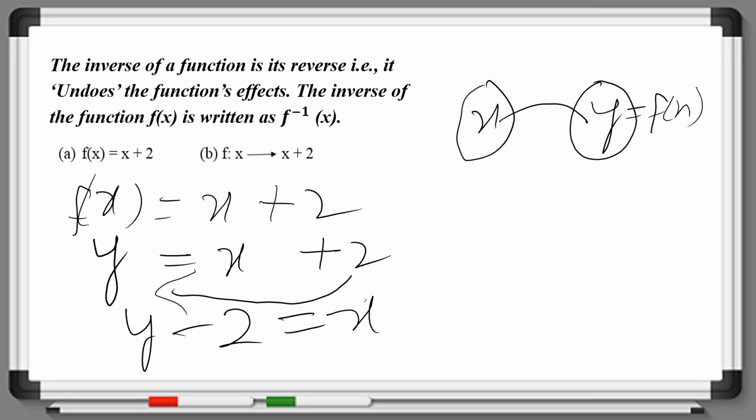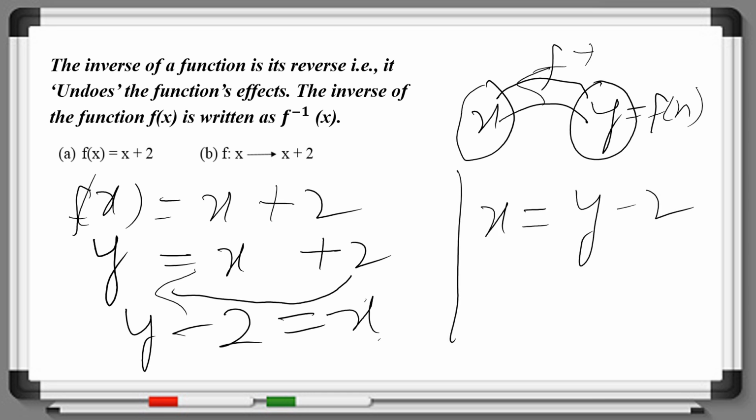Now when we define the inverse function, f inverse of y will be x. So x is equal to y minus 2. X is the subject, so I write it on the left hand side. Now see here, f inverse of y: when I substitute y in the f inverse function, I will get x.